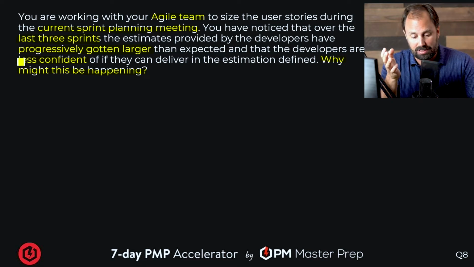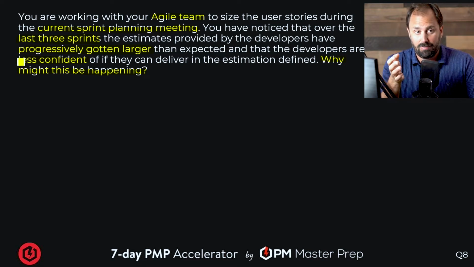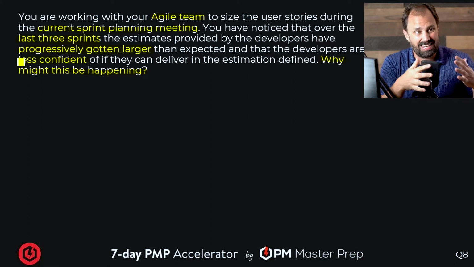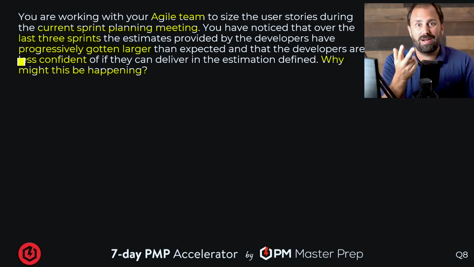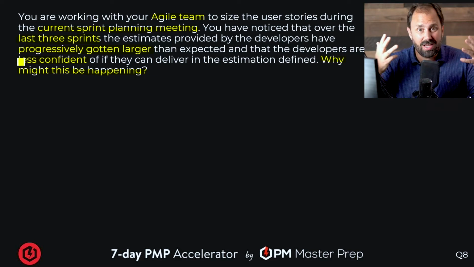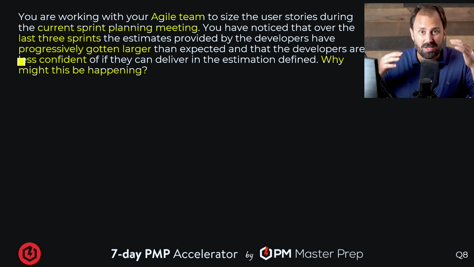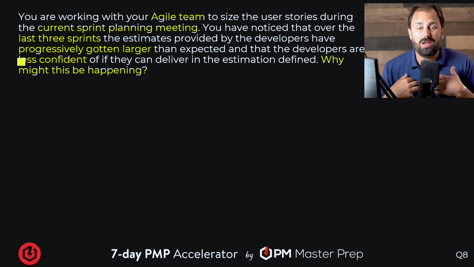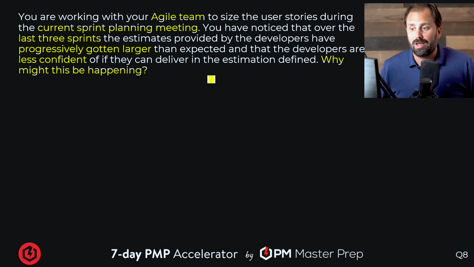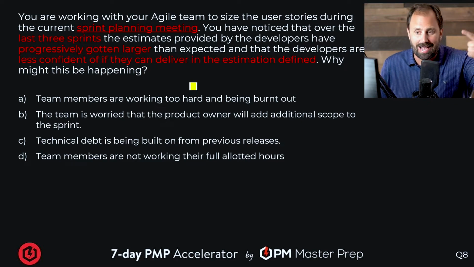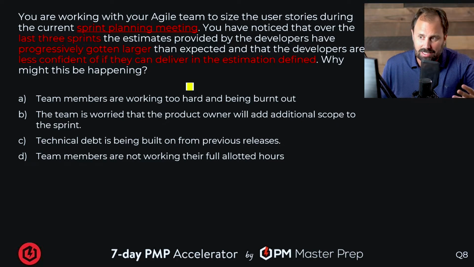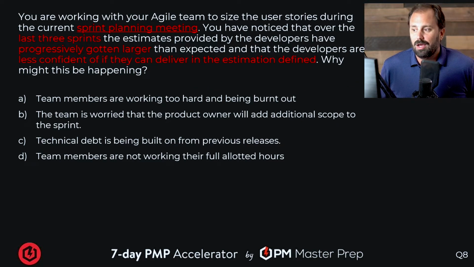Something's going on with the dev team that we need to figure out, right? It's either they don't understand the work, they're not confident pushing back and nailing down some key points, so they're hedging, or they don't have the right skills. We have to understand what the deal is. So there's something the dev team is experiencing that we don't know. So let's look at the answers and walk through step by step. Now, I highlighted in red and underlined the key things: sprint planning meeting, last three sprints, progressively getting larger, less confident if they can deliver on the estimation defined.